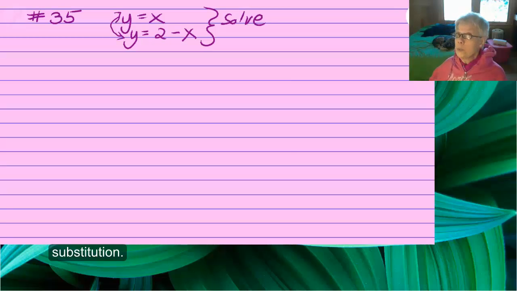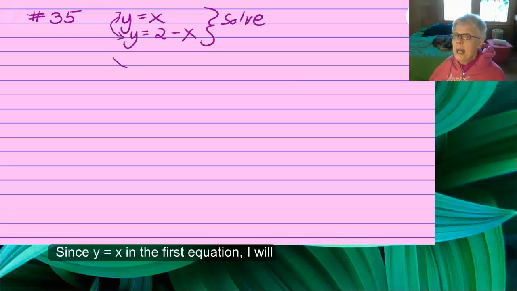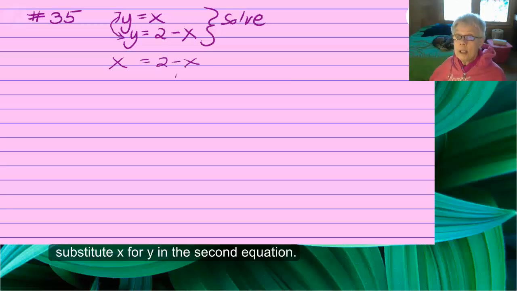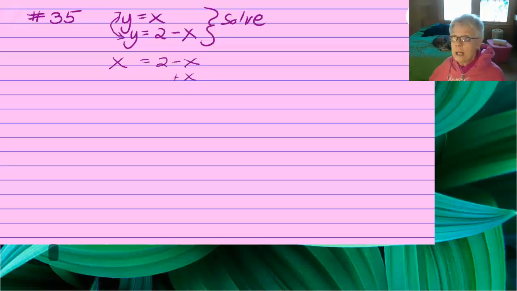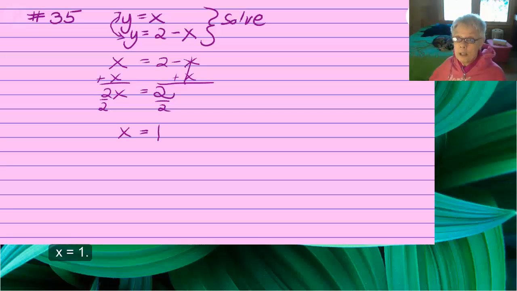Well, y equals y. So I'll take what y equals in the first equation, x, and put it in for y in the second equation. So I'll have x equals 2 minus x. I'll solve for x by adding x to both sides. That will give me 2x equals 2. Divide by 2, divide by 2, and I'll have x equals 1.